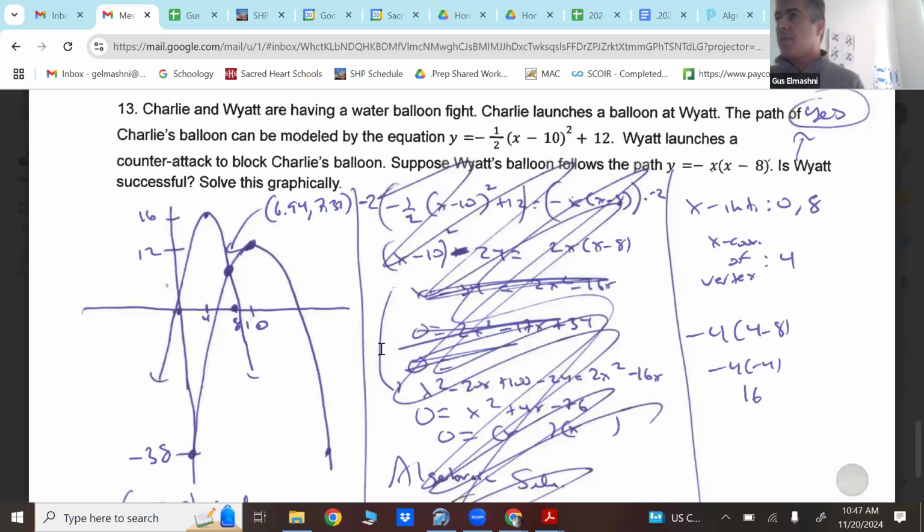What I could not do without a calculator is see where they touch. That was not obvious. I knew it was between 4 and 8, but I wasn't really sure 100%. So that's where you have to use a calculator to do that.